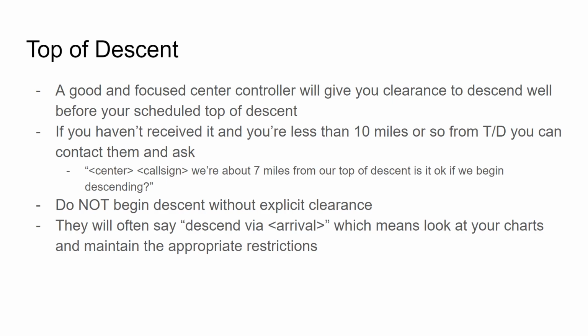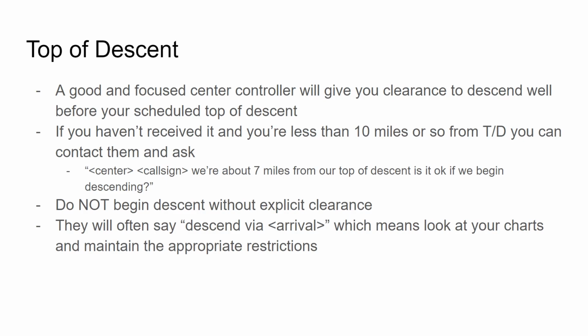It's no big deal. The way you do that is just, "Boston Center, Maple 7654, we're about 7 miles from our top of descent. Is it okay if we begin descending?" Something like that. It doesn't need to be super formal. Just let them know how far you are and that you'd want to begin your descent. And never, never, never begin descending without explicit clearance.